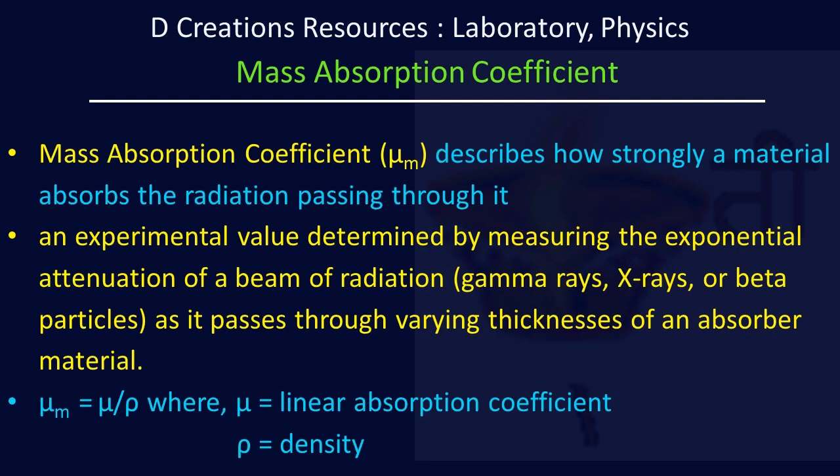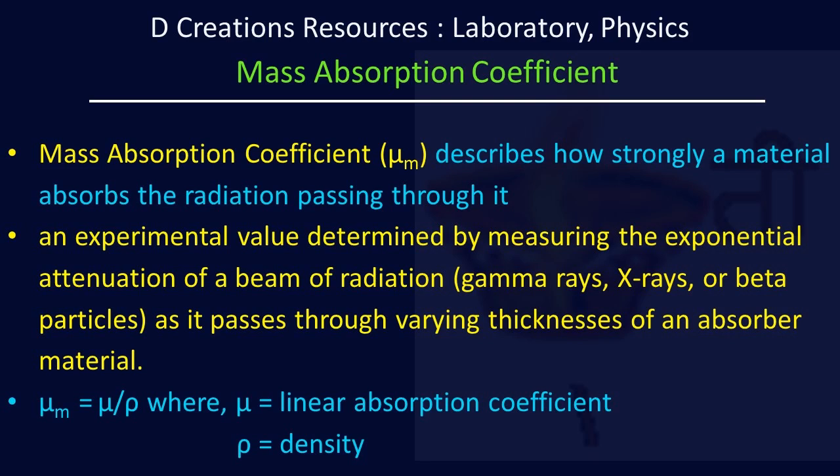Now you may be aware that the linear absorption coefficient can be calculated using Beer-Lambert's law. So when radiation passes through matter, its intensity is going to decrease exponentially. So I will be equal to I0 e raised to minus mu x, where I0 is initial intensity, I is the transmitted intensity, mu is the linear absorption coefficient, and x is the thickness of the absorber. So from this you may know mu, and then when you want to find out mass absorption coefficient, it is mu divided by rho, where rho is the density of the absorber.